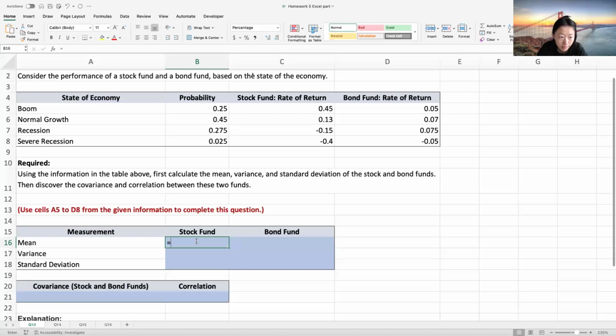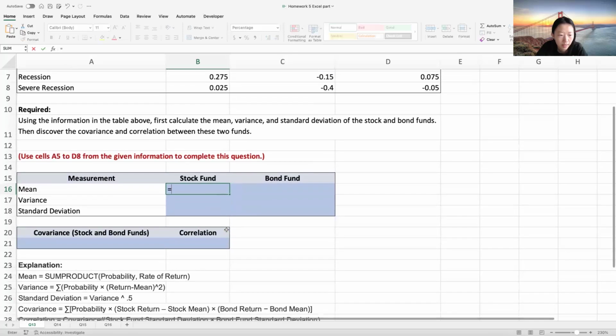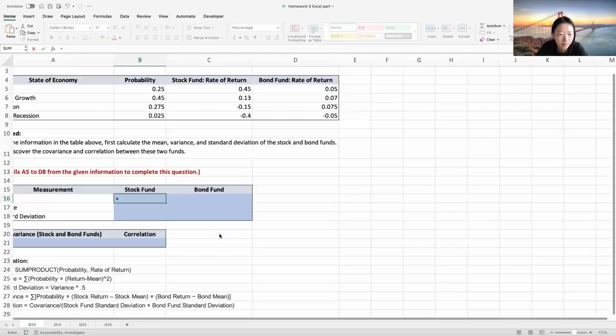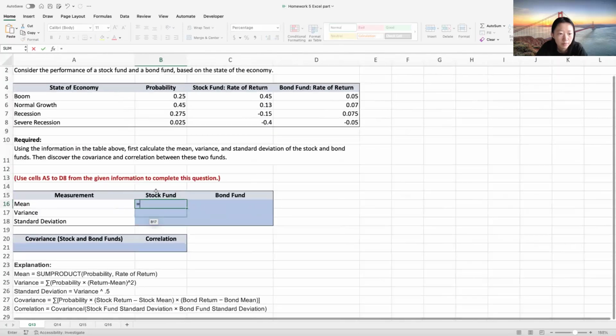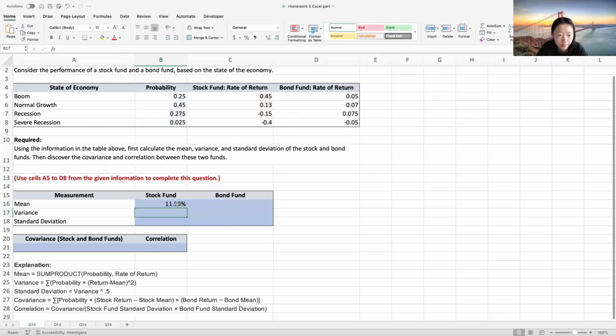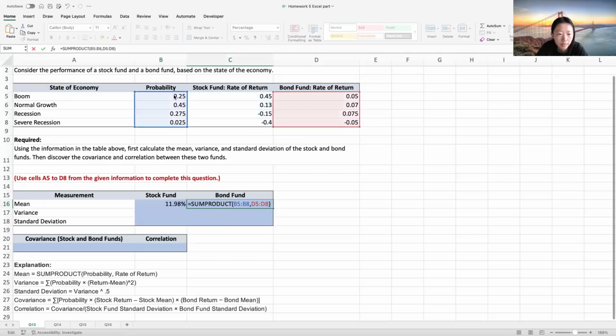So we will calculate the mean, looking at the hint here. The mean calculation is basically a weighted average, and the weighted average function in Excel is called SUMPRODUCT. So we enter the weight and the return, and drag the weight to the correct column, enter.